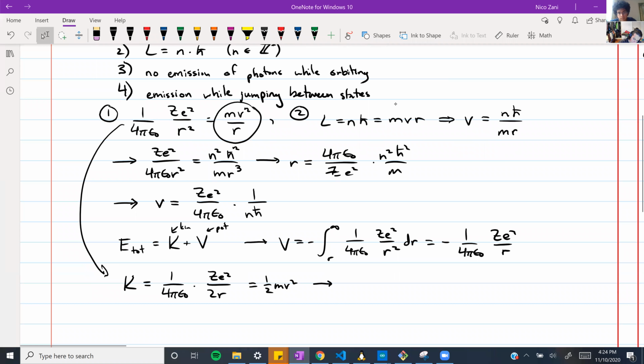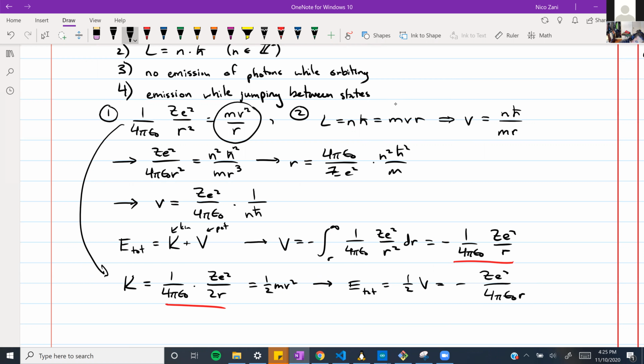So if you notice right here, this is actually the exact same equation for this, only halved. So we can actually just say that the total energy is half the potential energy, right? And so that is actually just going to be negative Z e squared over 4 pi epsilon naught r, over 2, which is 8 pi epsilon naught r. Okay.